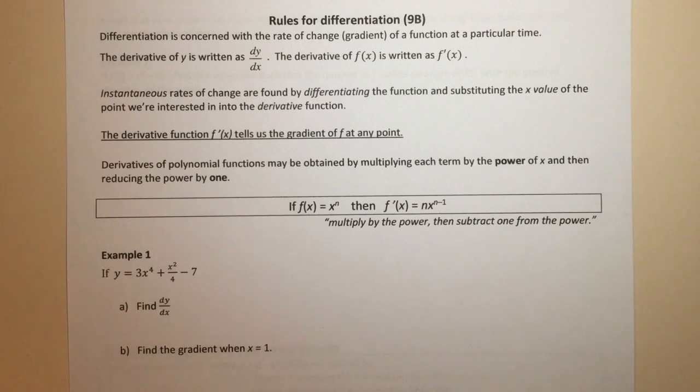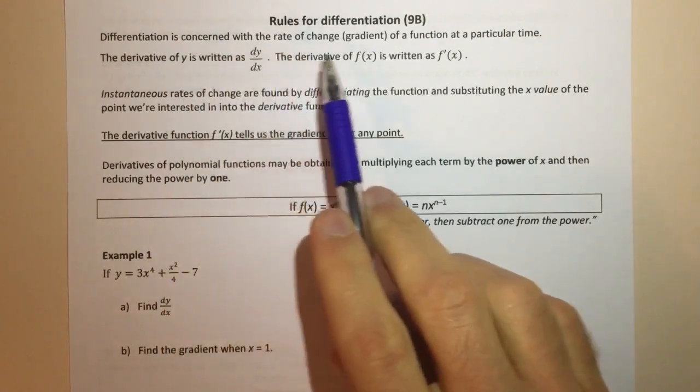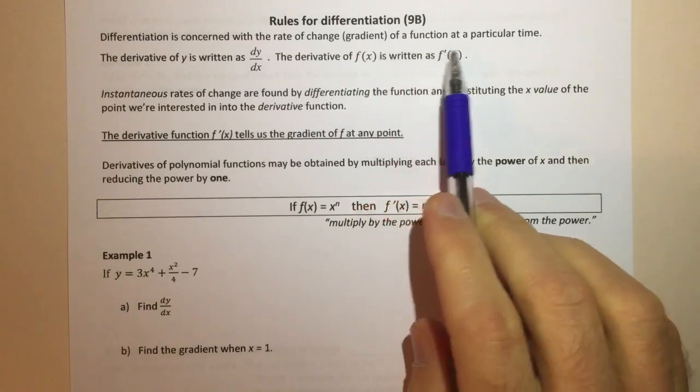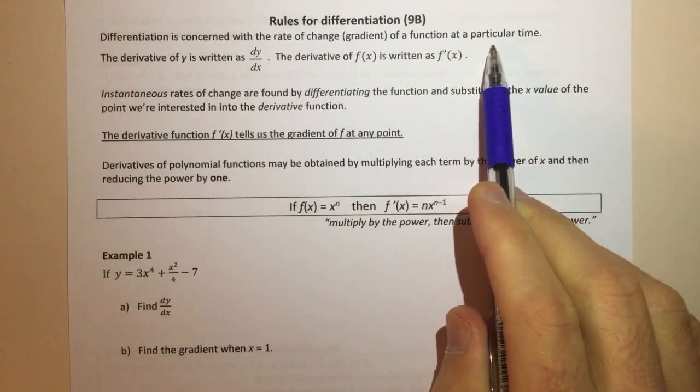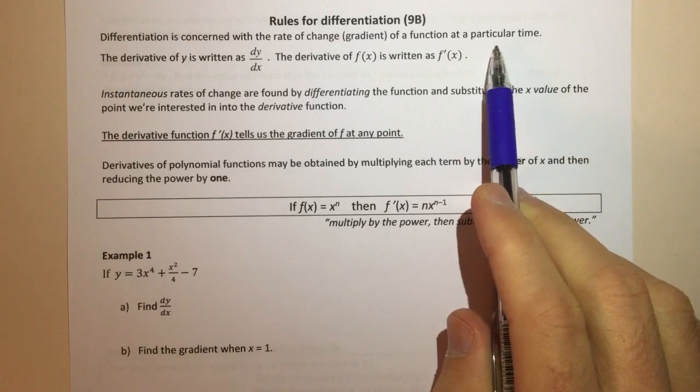So this is where we really start to look at the process of differentiation. And differentiation is still talking about, like the last video we looked at, we're still talking about rates of change or the gradient of a function, but now we're looking for the gradient of a function at a particular instant. So not the gradient between 2 points, but the gradient at one single point on the curve.